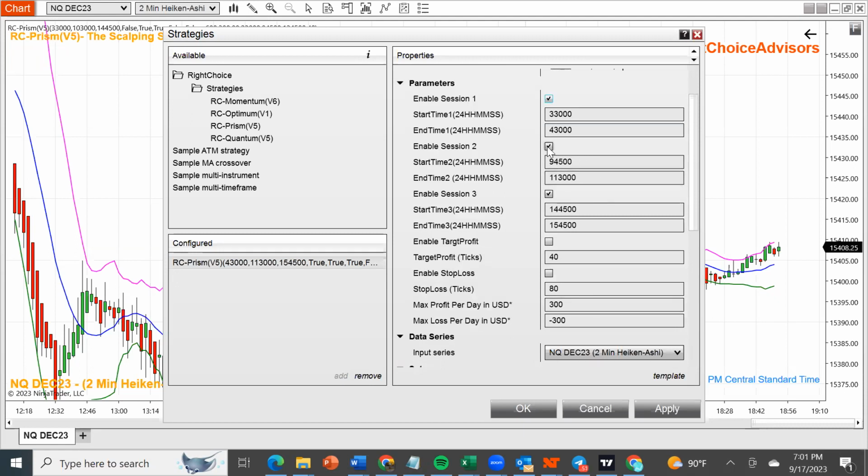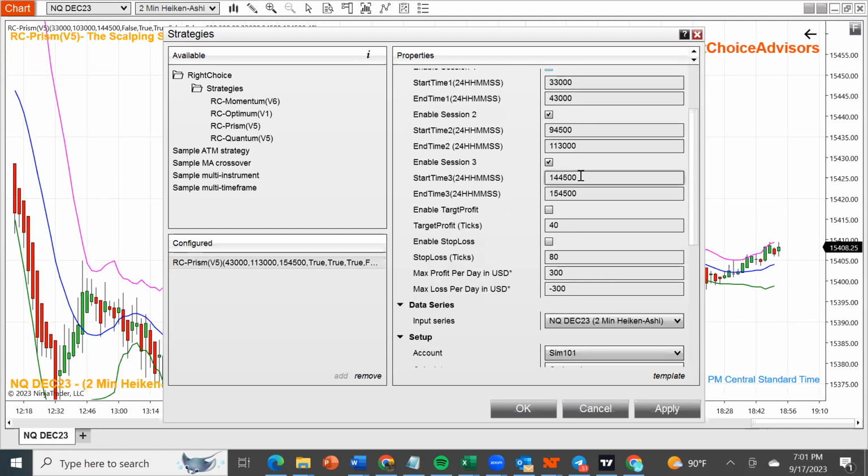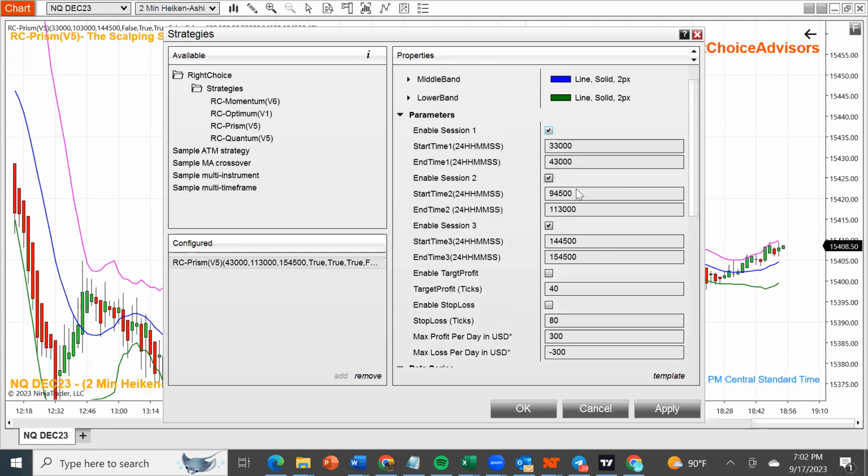Let us say it made another $100. Again, it will start at 2:45. Let us say it did not meet 300. It will execute across the session, right? And then again, it will start tomorrow.